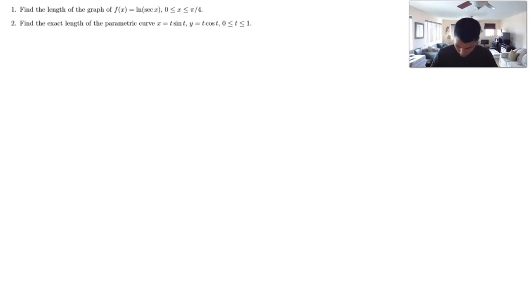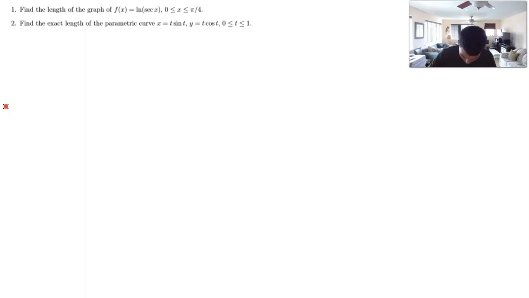Okay, let's do some Calc 3. These are the first two questions of this review. So we'll see what happens. And yes, this review, as you guys can see, is part 1. There will be multiple parts of this review, so we'll cover everything in Calc 3. But we're going to start with arc length.